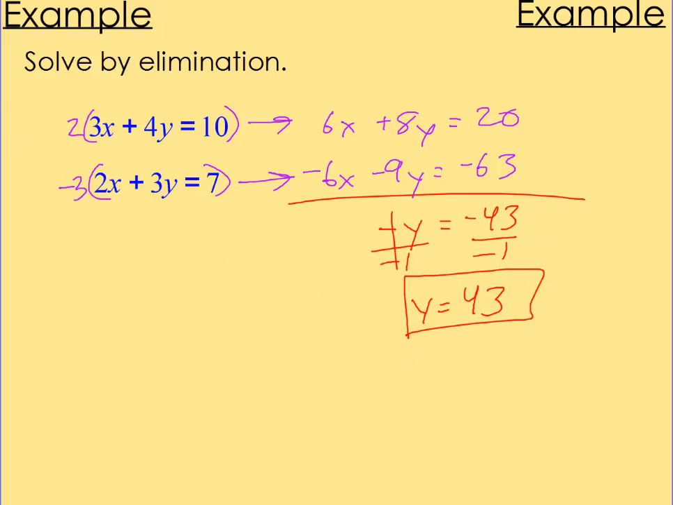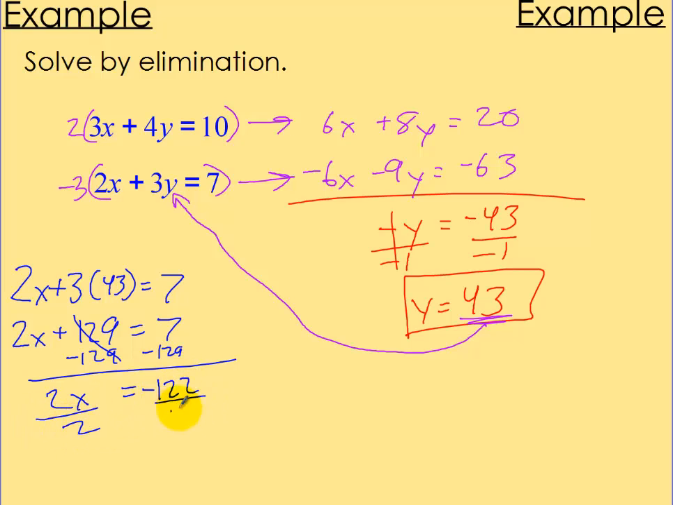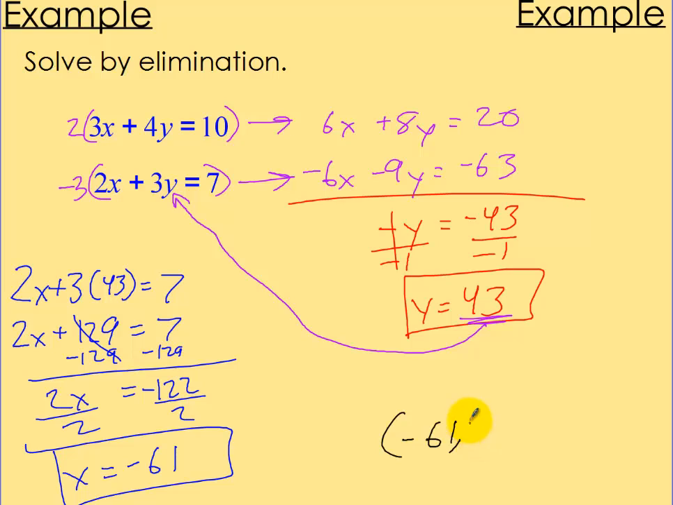So that's the first part. I will plug in this 43 into one of those equations. Let's use the bottom one. It doesn't matter. So I'm going to get 2x plus 3 times 43 equals 7. So what that's going to give me is 2x plus 3 times 43. 3 times 43 is 129, so that's 2x plus 129 equals 7. I'm going to subtract 129 from both sides. So those cancel out. I get 2x equals -122. Divide by 2. I'm going to get x equals -61. So that's the solution for x. My final ordered pair is going to look like (-61, 43).